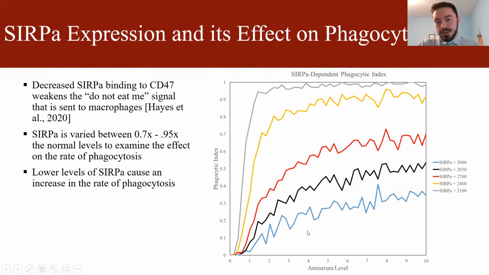So the standard case where SERPA is 3000 is down here, and then it's about 20% for an anti-serum level of 2. And then when it's decreased to 2,100, we can see that it's almost 100% for all of the anti-serum levels.